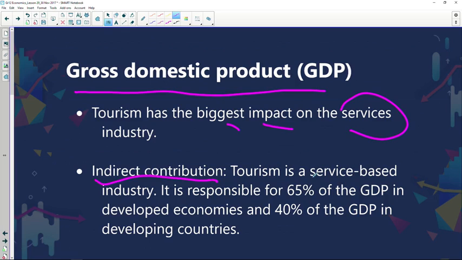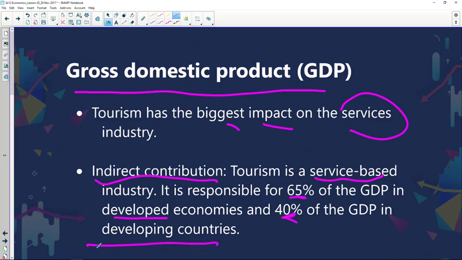So tourism is a service-based industry. It is responsible for 65% of the GDP in developed economies and about 40% of the GDP in developing countries. So these are good statistics. Although ideally we would like to see ourselves above the 60% margin, but I think that is work in progress.